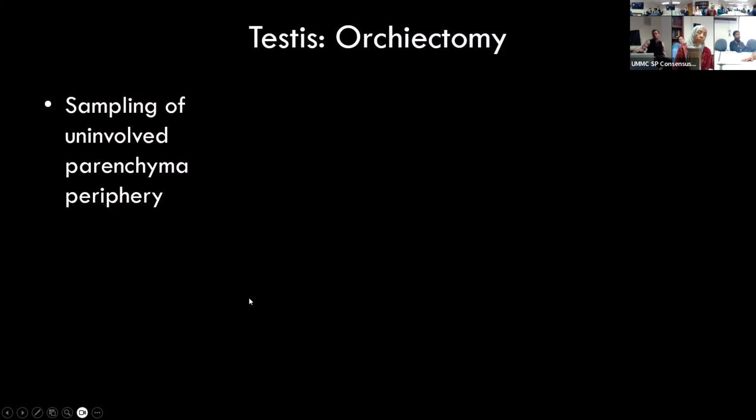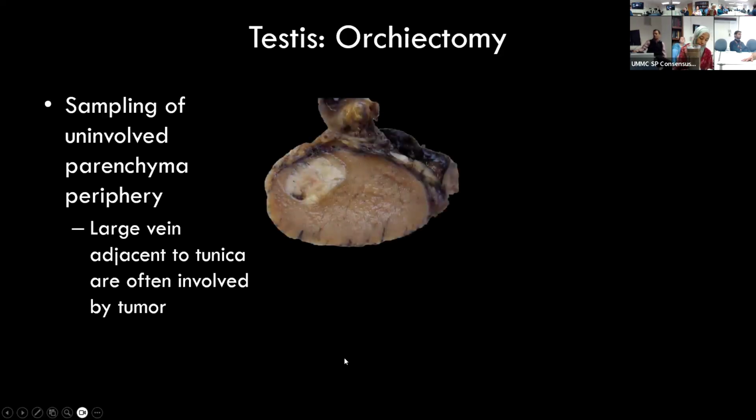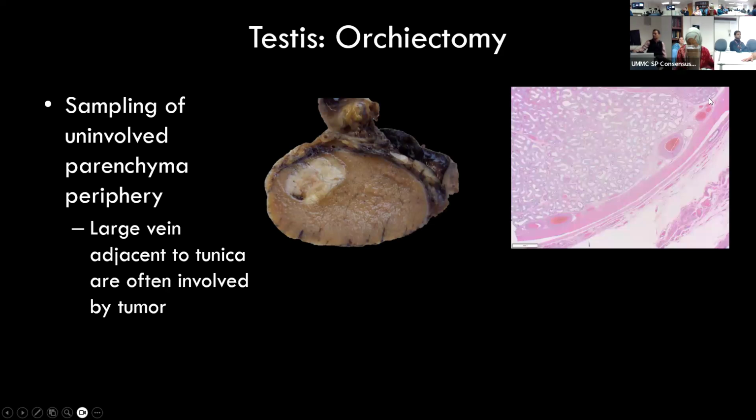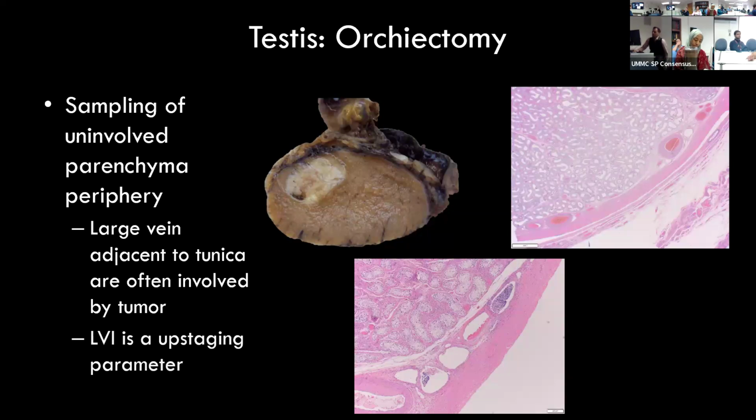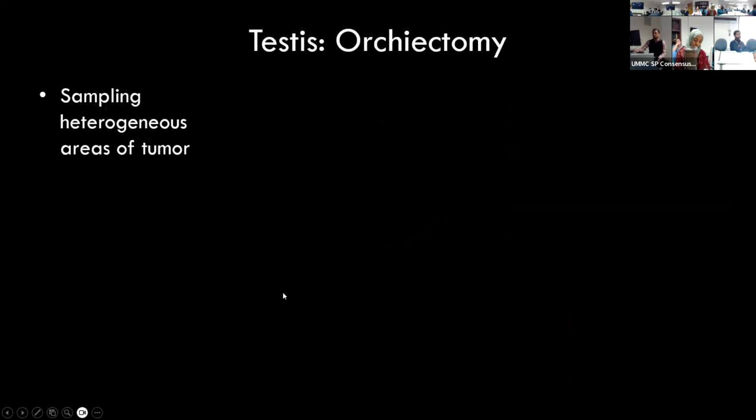The reason to sample this would obviously be to look for GCNIS, and also for another reason, because the large lymphovascular channels are located along the periphery of the testis, just alongside or inside of the tunica. And these are the areas that we need to examine to see if there is LVI. The testis is the only organ in the human body where the presence of lymphovascular invasion would make it pT2. The staging changes for lymphovascular invasion in only one organ in the body, and that's testis. So sampling these areas appropriately is important.